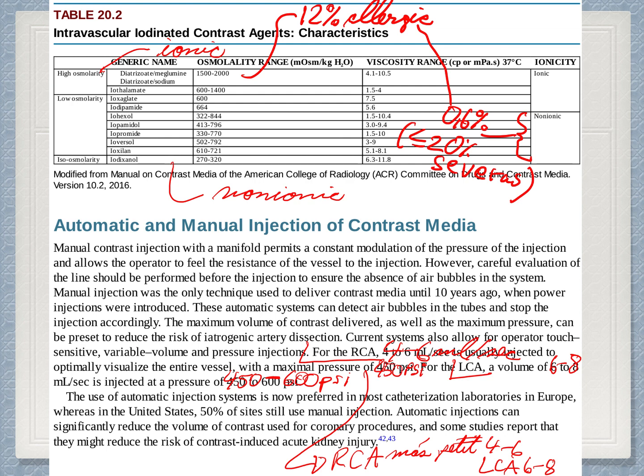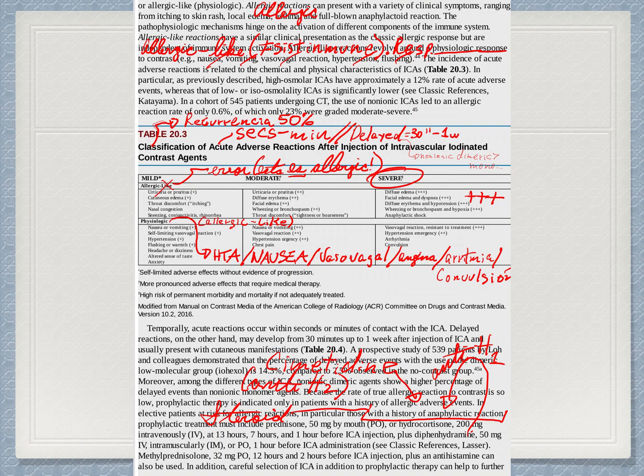While in the left coronary artery, you need to inject 6 to 8 ml per second, and the pressure will be a little more as well, 450 to 600 psi. Then right coronary 4 to 6, and left coronary 6 to 8 ml per second. Pressures up to 450 for the right and 450 to 600 for the left coronary.